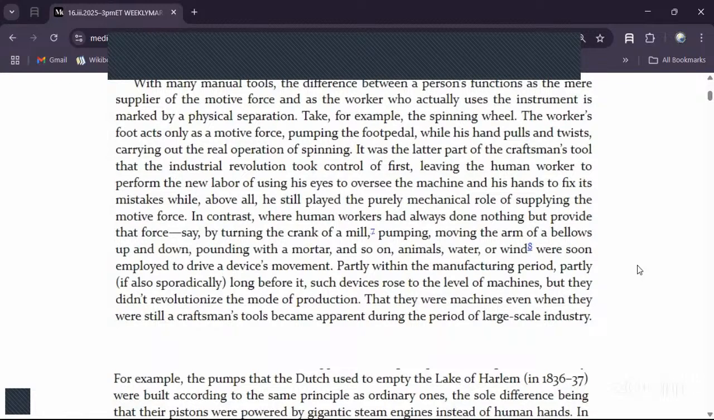Partly within the manufacturing period, partly, if also sporadically long before it, such devices rose to the level of machines. But they didn't revolutionize the mode of production. That they were machines even when they were still craftsman tools became apparent during the period of large-scale industry.